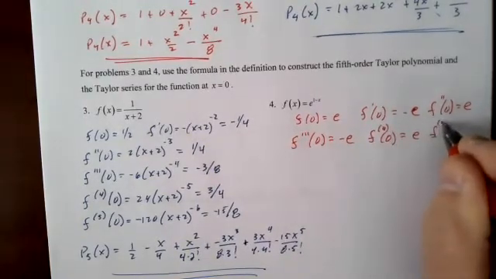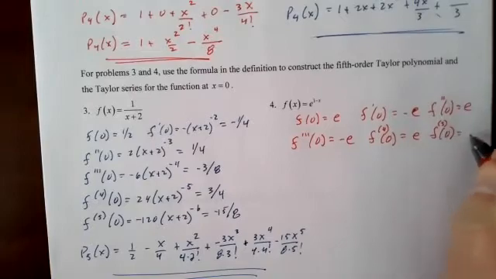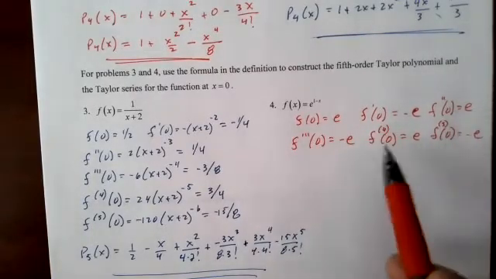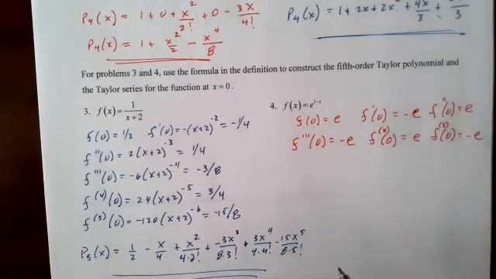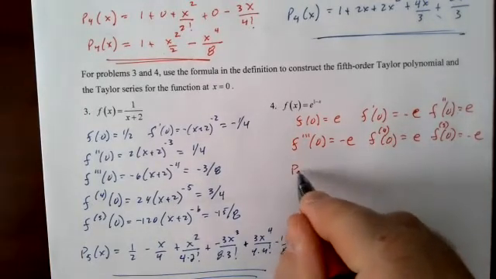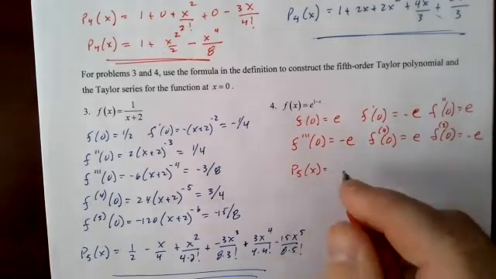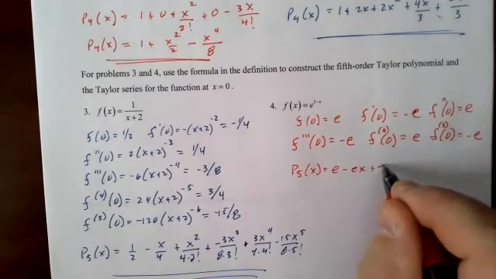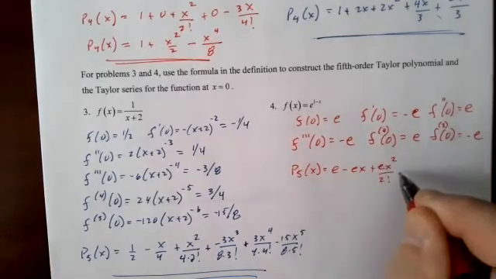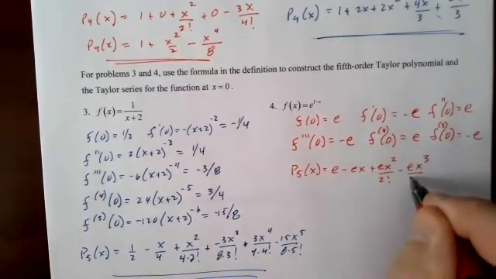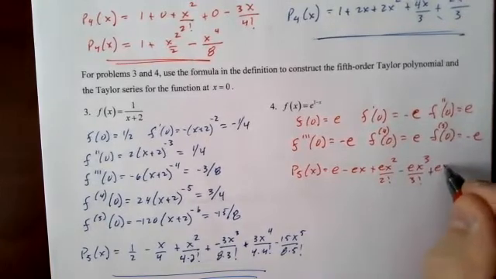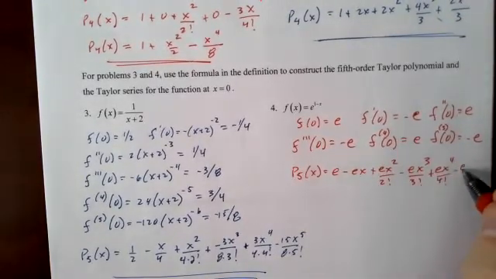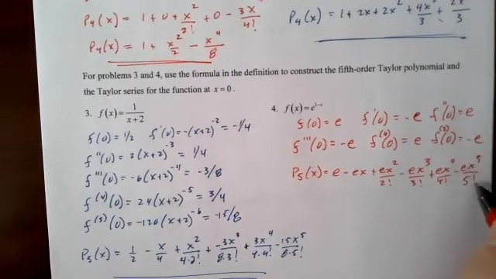Now, 0, 2, 4, even, other ones are odds. So the fifth order polynomial: e minus e to the x plus e to the x squared over 2 factorial minus e x to the third over 3 factorial plus e x to the fourth over 4 factorial minus e x to the fifth over 5 factorial.